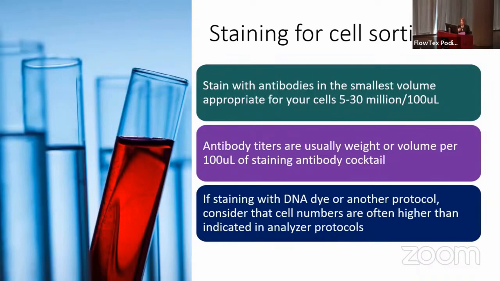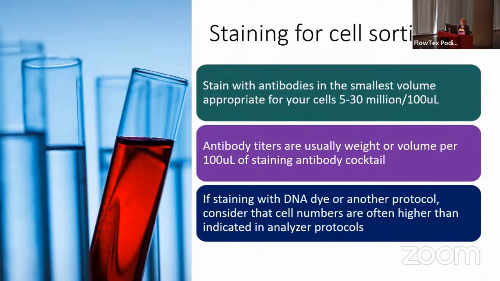A couple of tips for how to stain your cells. You do need to keep your cells while you're staining in the smallest volume that is reasonable. So classically, people say for analysis, about 1 million cells in 100 microliters with your antibodies is where you want to be. For cell sorting, you can get down to 5 to 30 million cells in 100 microliters. This really depends on your cell type, how big it is, but you want to keep that volume as small as possible so that you get good proximity between your antibodies and your cells.